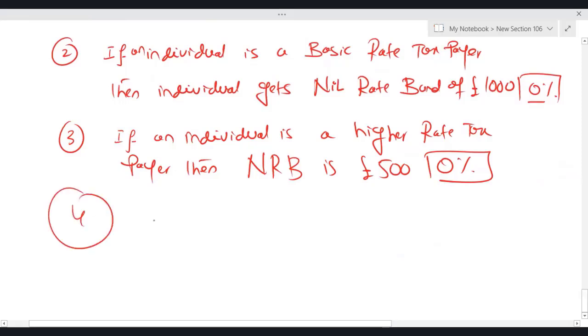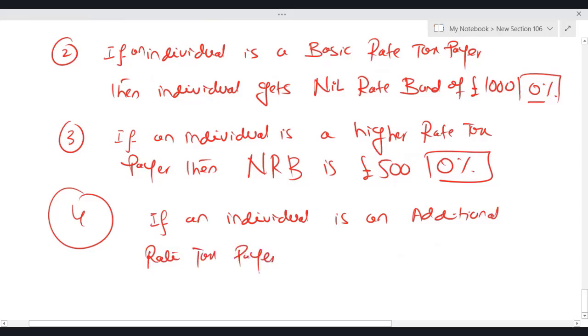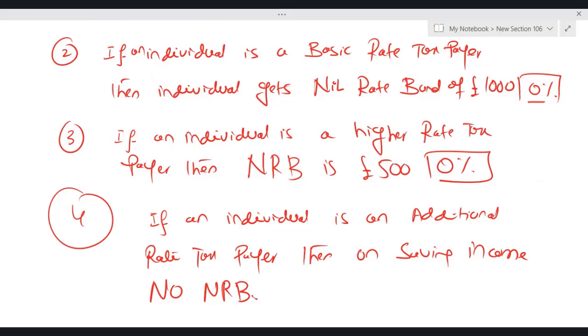Fourth, if an individual is an additional rate taxpayer, then on saving income, no nil rate band. So if someone is an additional rate taxpayer, they will not be getting any nil rate band on his or her saving income.